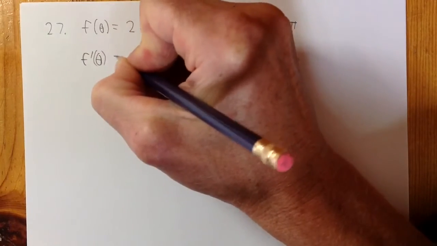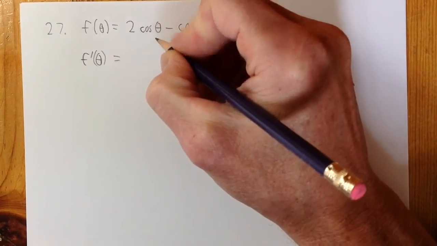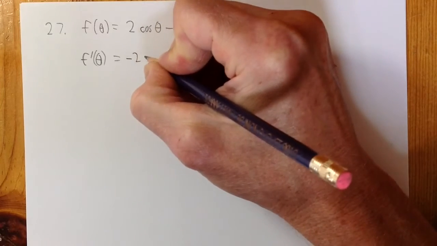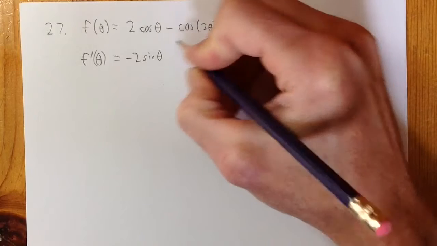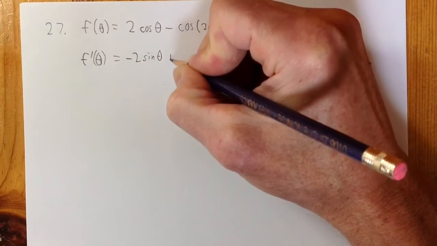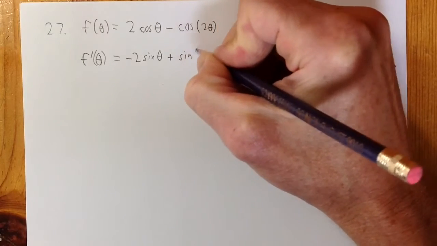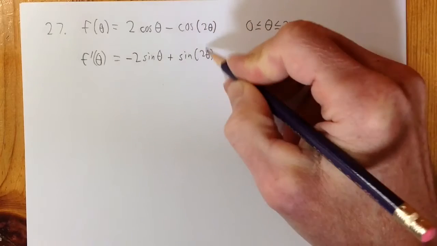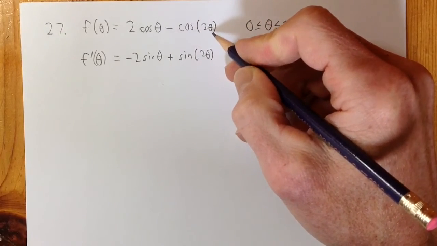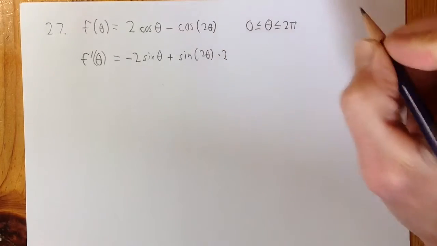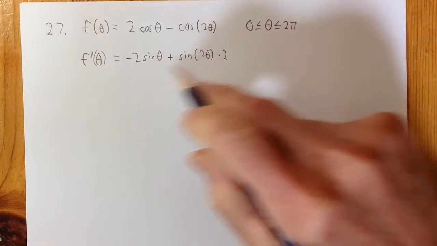So f prime of theta: the derivative of cosine is negative sine, so that's negative 2 sine theta. The derivative of cosine is negative sine, so that makes that positive sine of 2 theta. Since we have a 2 theta in here, we have to take the derivative of what's inside. The derivative of 2 theta is 2, so times 2. And so that's our derivative.